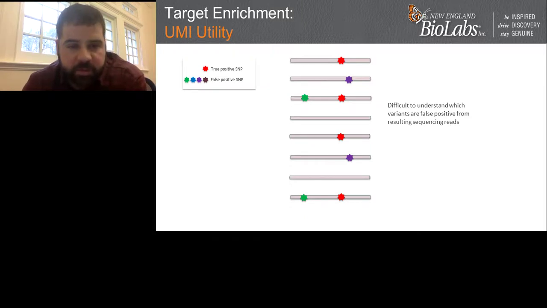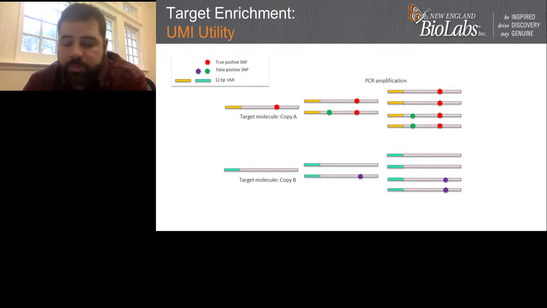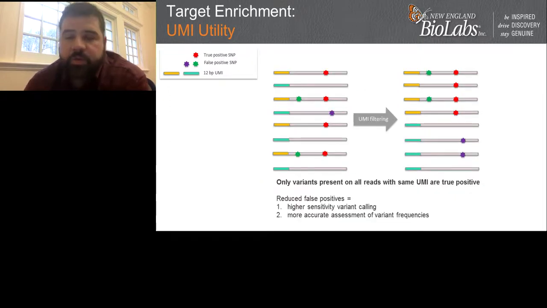If we take the same situation, but now we've tagged each of these molecules before PCR amplification, we go through the same process of amplifying those fragments. We're still going to acquire our false positive variants. But now we're able to group those reads by the actual UMI, a sequence added to the read itself, which allows us to group these things into what we call read families and look across them. In this situation, I can see that for the yellow UMI, basically all of my DNA molecules are harboring this red true positive SNP.